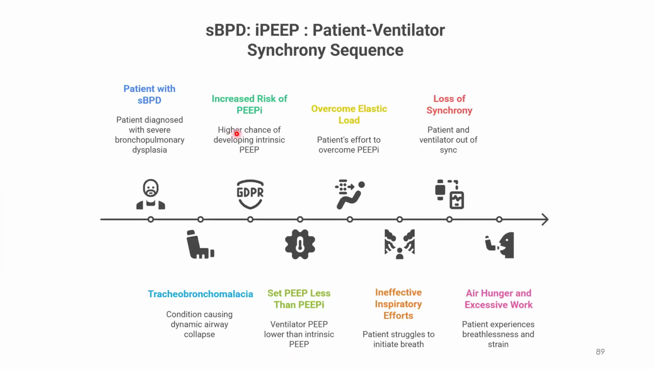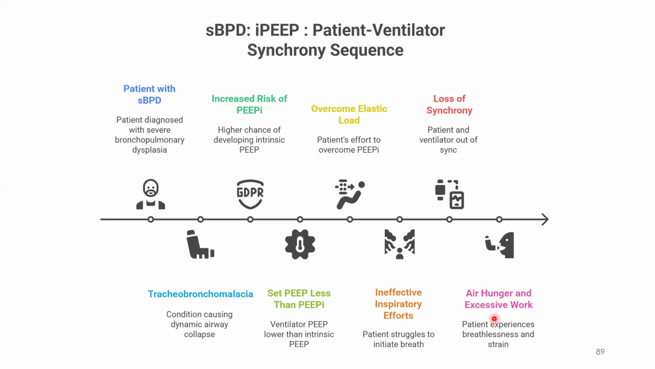That means the baby has to give more inspiratory effort to initiate the breath. Ultimately, the patient will struggle to initiate the breath. That leads to asynchrony with the ventilator and ultimately causes air hunger and excessive work. So if there is loss of patient-ventilator synchrony in a patient-triggered mode of ventilation, that means PEEP is not adequate.